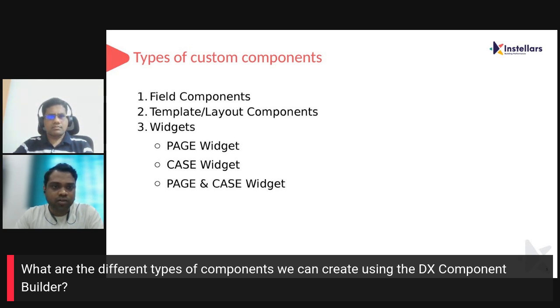Component, and the third one is widgets. So widgets, right? Again here there are three kinds of widgets. First one is the page widget, which will basically work on the landing pages only of the Constellation portal. So when we are launching the Constellation portal, the landing pages, there this page widget will work.